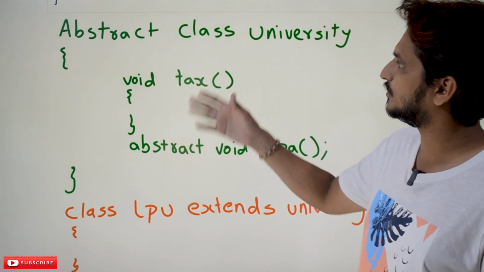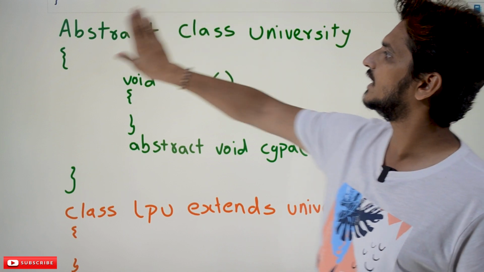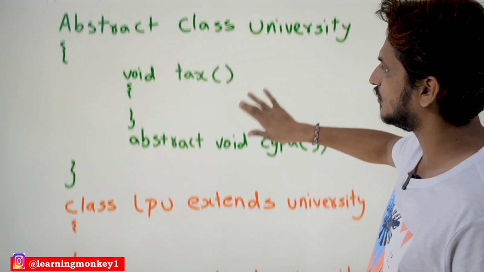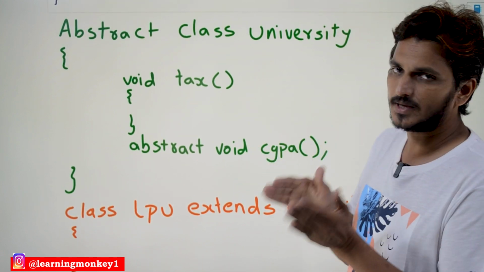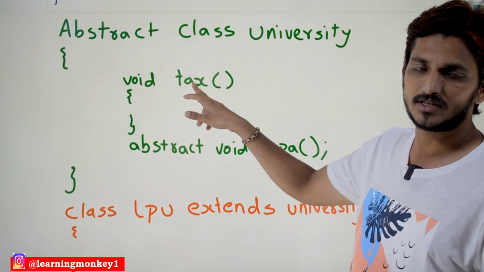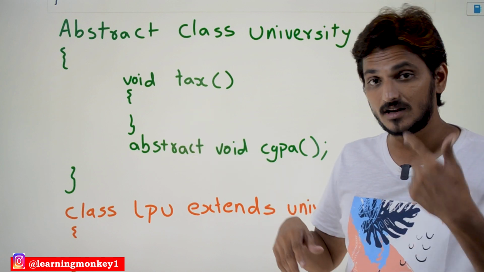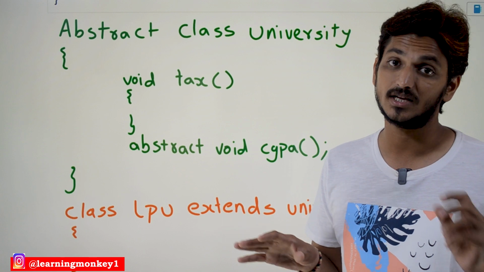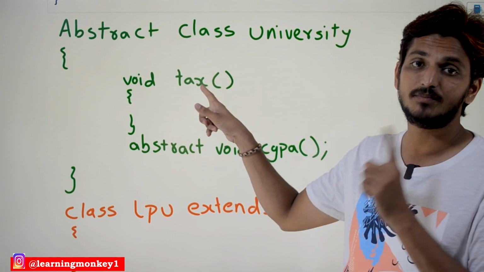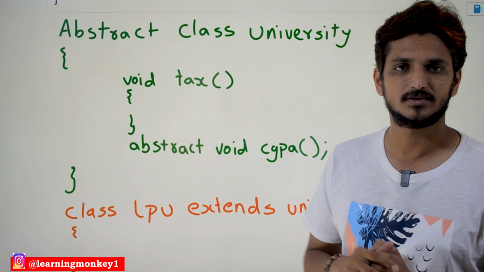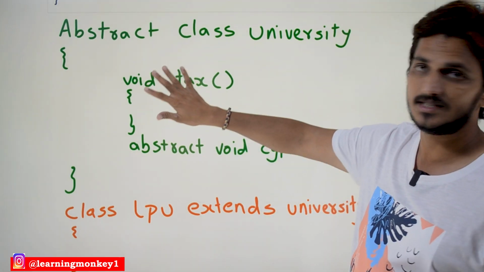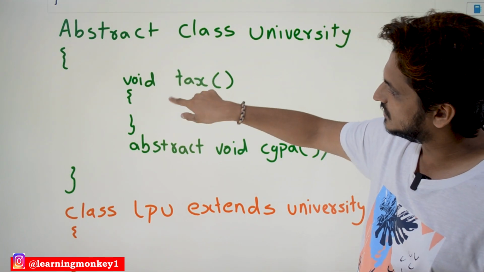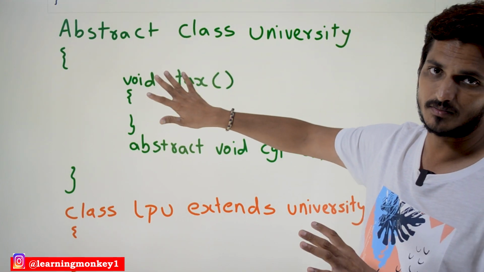what happens? Suppose class University, we make it an abstract class. Why are we making it an abstract class? Let's try to understand. We are taking only two methods. One is the tax method. Calculating the tax is the same for all universities, because finding the tax depends on government policies. So this logic is the same for all universities. That's why the body of this method is written here. It is not an abstract method.